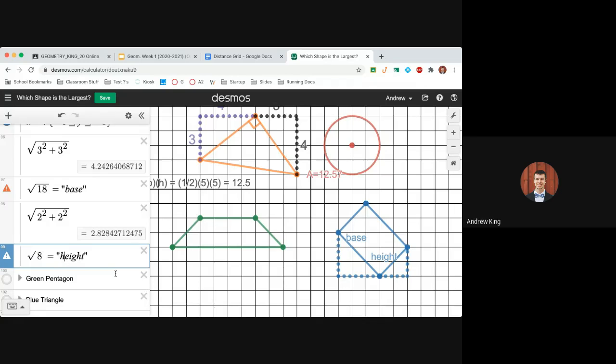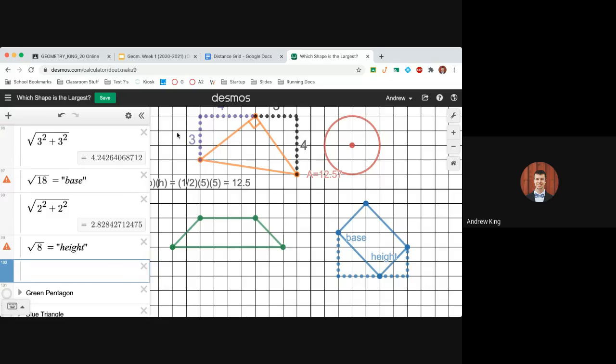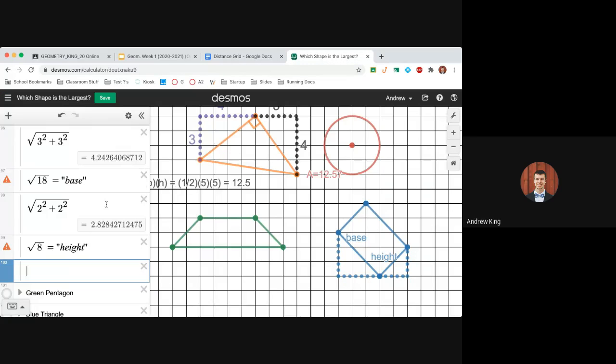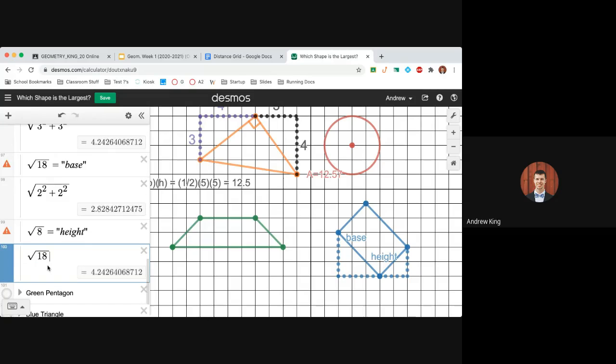Okay, so again, back on our grid here, the area formula for a rectangle is just the base times the height. So if the base is the square root of 18 and the height is the square root of 8, I'm just going to multiply those two together. Square root of 18 times square root of 8, and that gets me 12. So this area is 12, trapezoid was 12, triangle was 12.5, and the circle was 12.57.